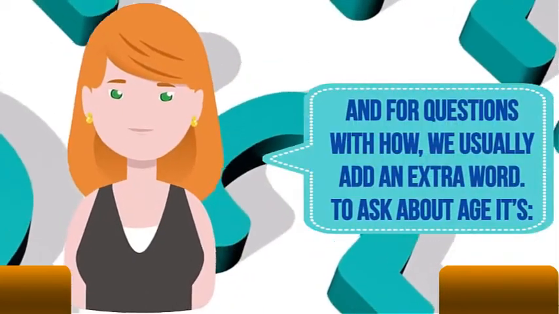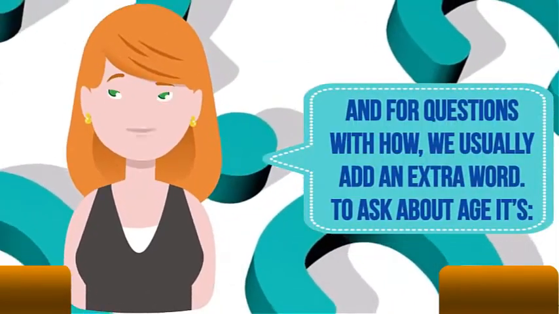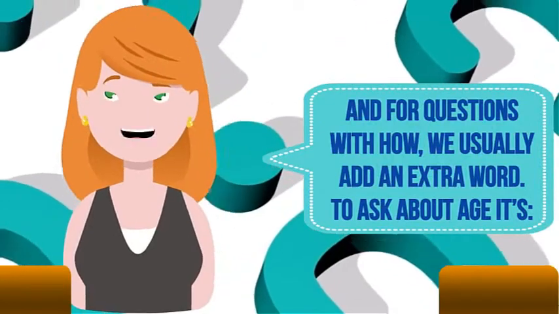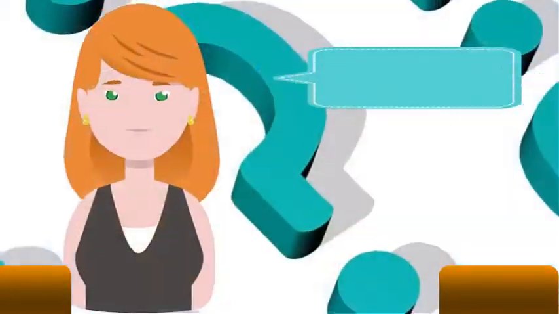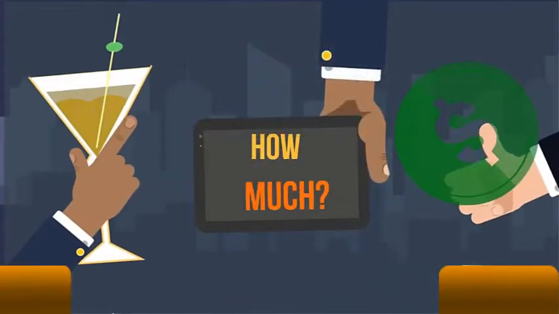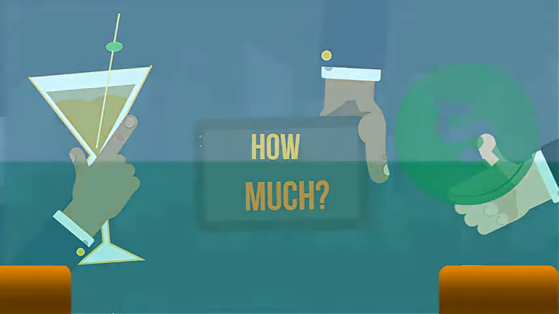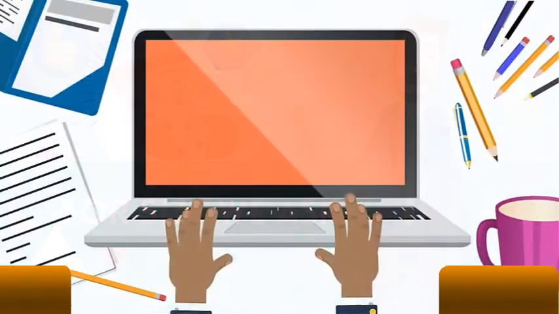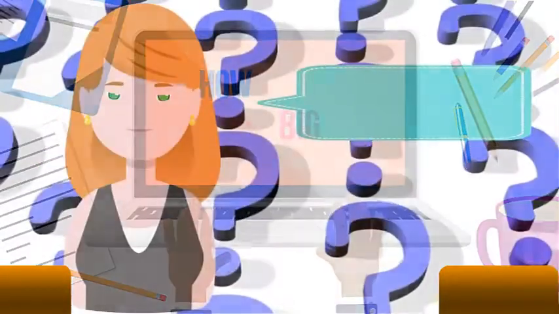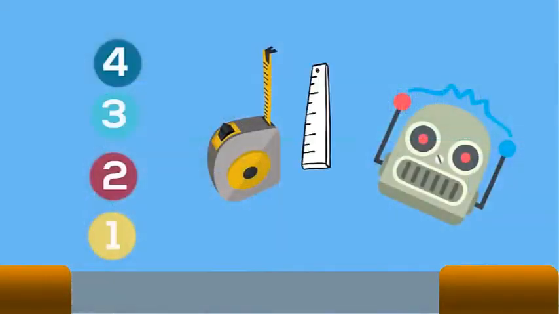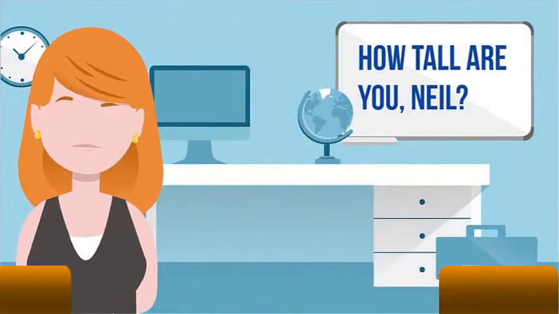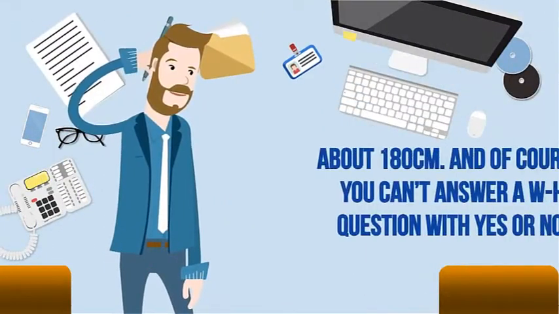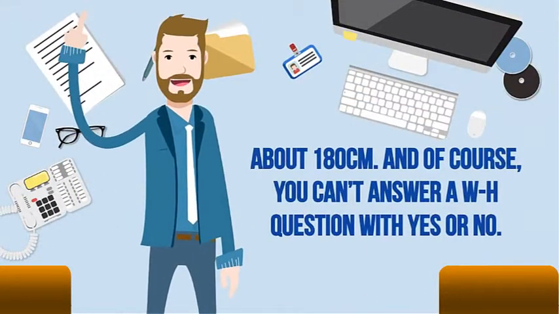And for questions with how, we usually add an extra word. To ask about age, it's How old? For price, it's How much? For size, we ask How big? And for height, it's How tall? How tall are you, Neil? Oh, I'm about 180 centimetres.